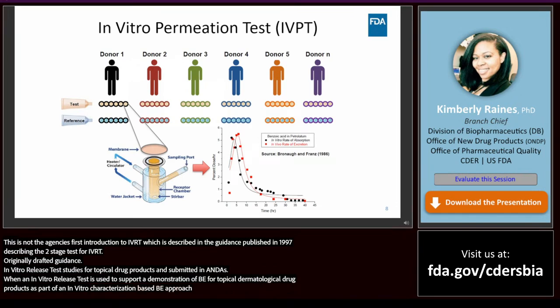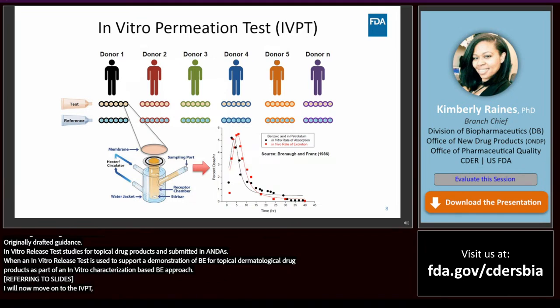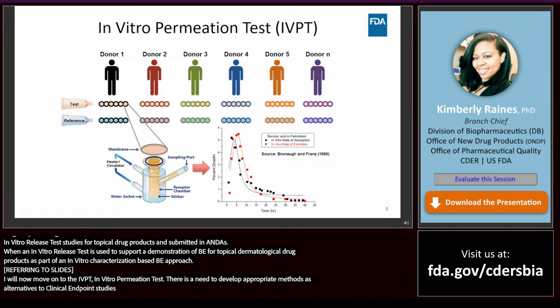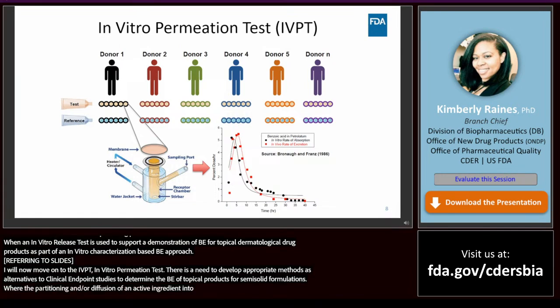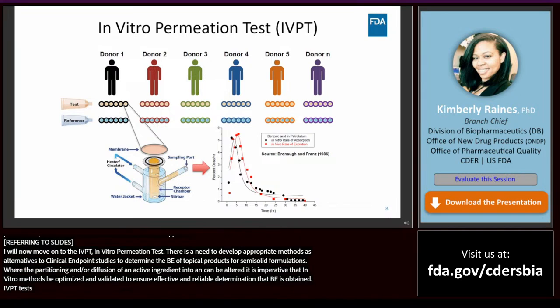I'll now move on to the in vitro permeation test, IVPT. There is a need to develop appropriate methods as alternatives to clinical endpoint studies to determine the bioequivalence of topical products. For semi-solid formulations that differ in excipient composition, in which the partitioning and/or diffusion of an active ingredient into and across the skin may be altered, it is imperative that surrogate in vitro methods be optimized and validated to ensure an effective and reliable determination of bioequivalence is obtained. The IVP test is designed to mimic biological conditions. Here's a schematic of the test.